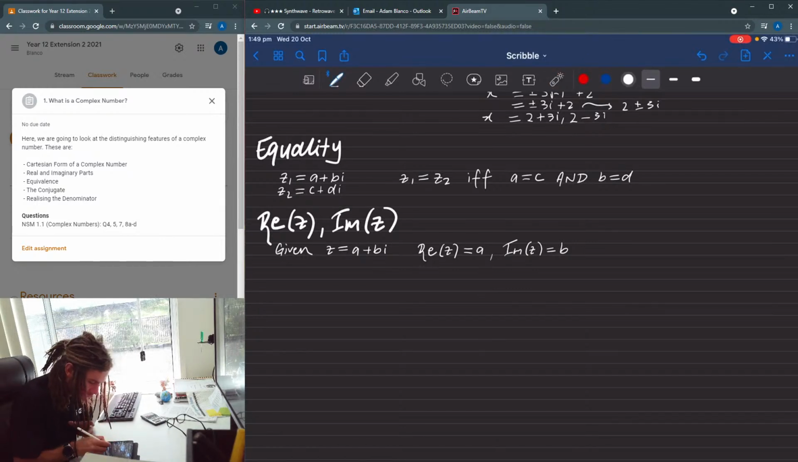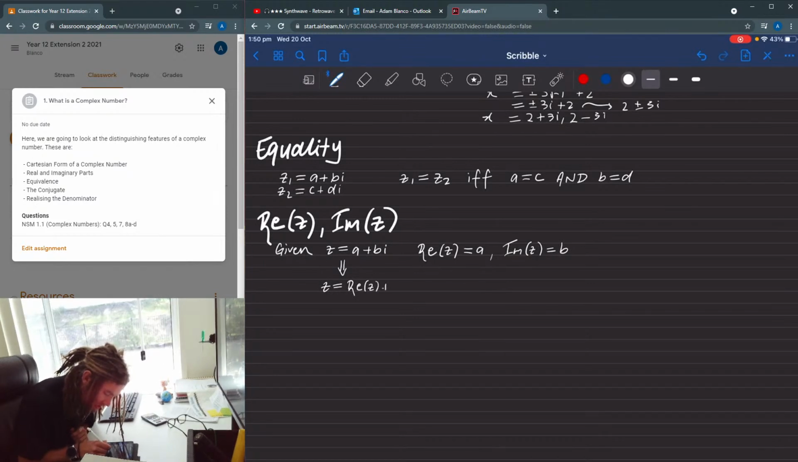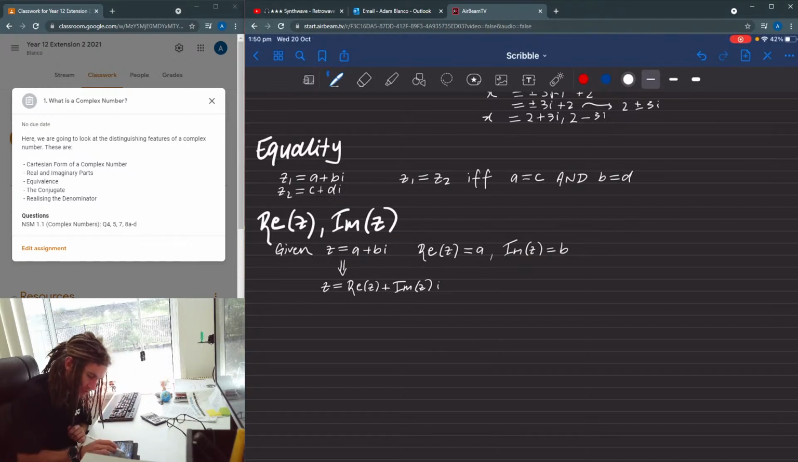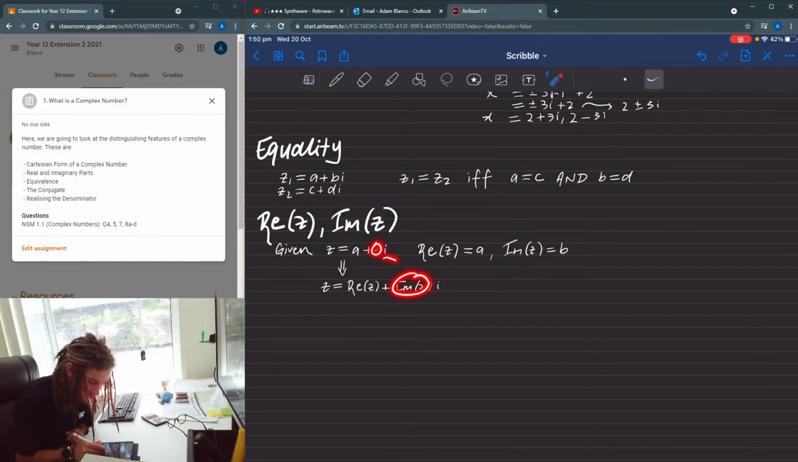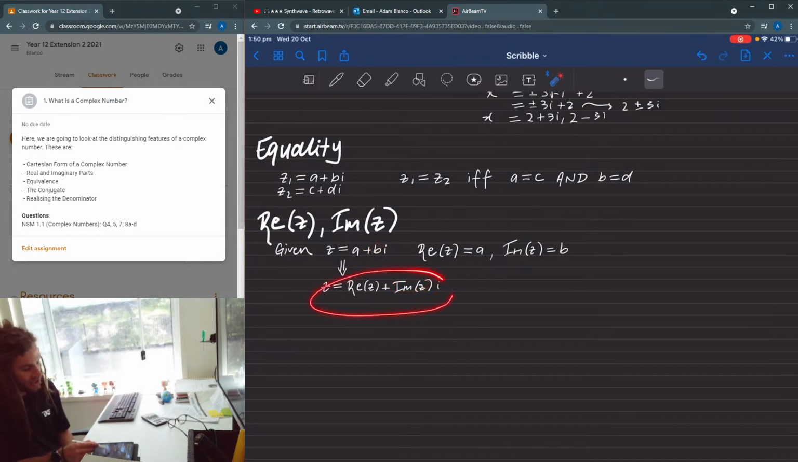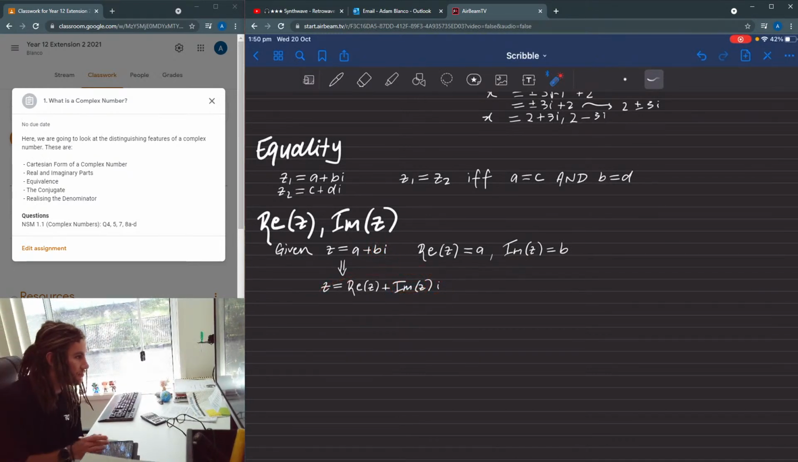I guess you could rewrite this as the real part plus the imaginary part i, because a is the real part and b is the imaginary part. You just leave the i's on there. So that's, I guess, one way of talking about it.